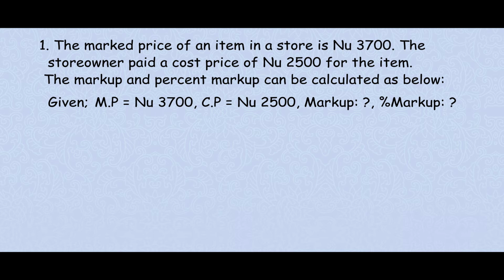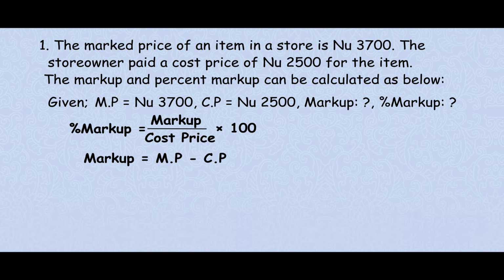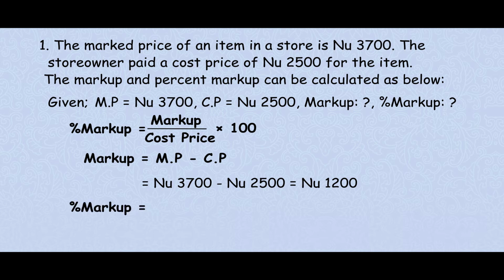Percent markup is equal to markup over cost price times 100%. We don't know the markup, so we have to first find the markup. Markup is equal to MP minus CP. So MP is given 3700 minus CP is given 2500, which is equal to Nultrum 1200. Then this Nultrum 1200 you can replace in the percent markup: markup is 1200 over cost price 2500 times 100% is equal to 48%. Finally, we got the markup percent.